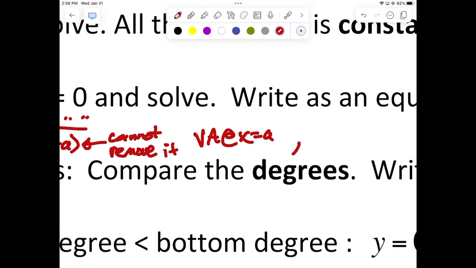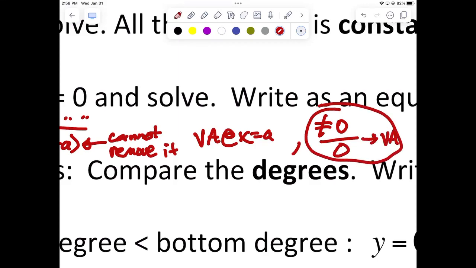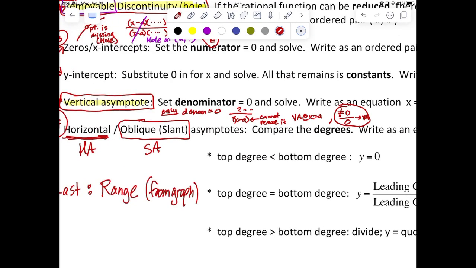Now, here's how you can remember it. Non-zero over 0 means vertical asymptote. That's how we remember it in pre-cal. It's an easy way. Any value that makes the denominator 0 but not the top is going to be a VA. Any value that makes both the top and the bottom 0, that's going to be a hole. All right, so there's your introduction to them.